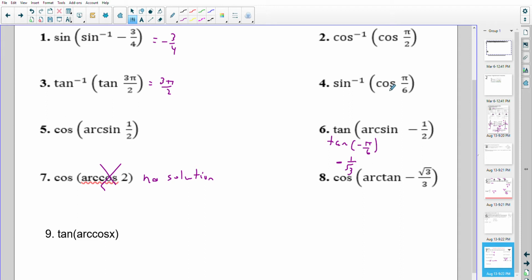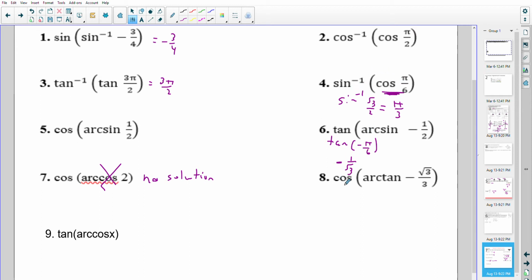Other types of problems could involve something like this, where you have the sine inverse of square root of 3 over 2. And then you would know the angles. Inverses are angles, so that is going to equal pi over 3. So again, do the inside and then the outside when possible.